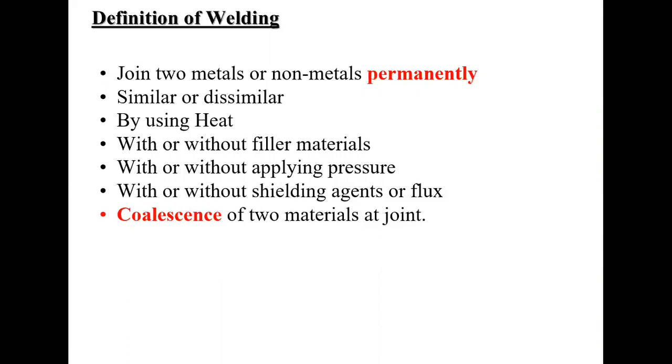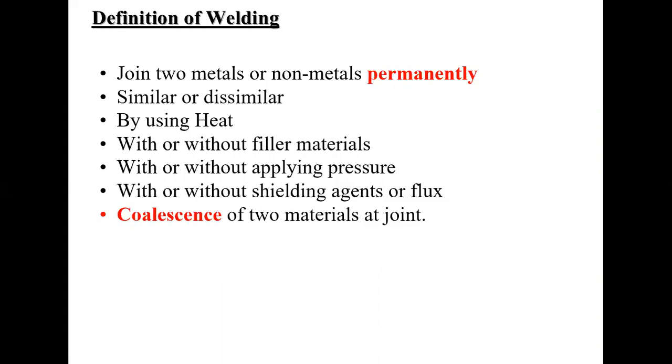and there are various types of joinings like the temporary joint, permanent joint, and the semi-permanent joint. But the nature of the welding joint is permanent. And in case of welding, the metals and non-metals both can be joined through this welding process.